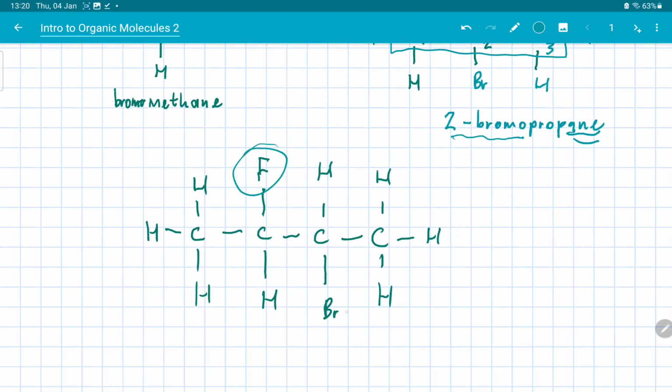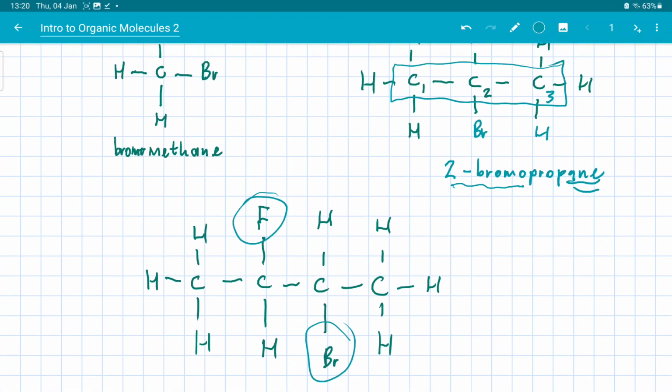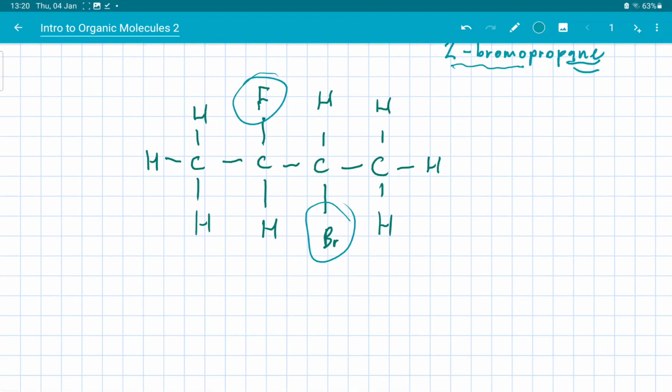And then we come to this one. Now we happen to have 2 substituents or halogens. Let me add the word substituent, I forgot to add it. I think I still do have it. Let me look for it.